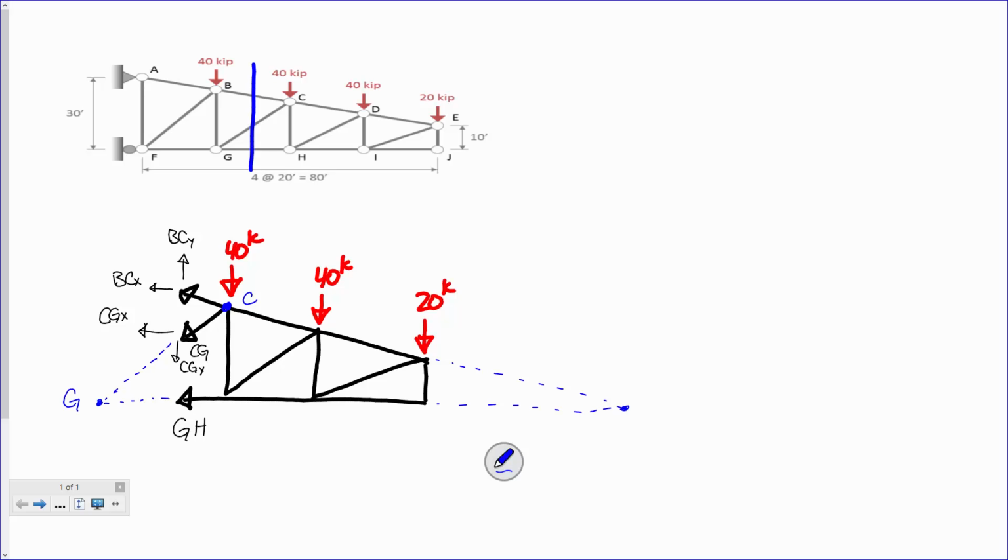All right. So where do you all want me to sum moments? Do you want me to sum moments at G or at C? You tell me. It doesn't matter. So, okay. We'll do G.